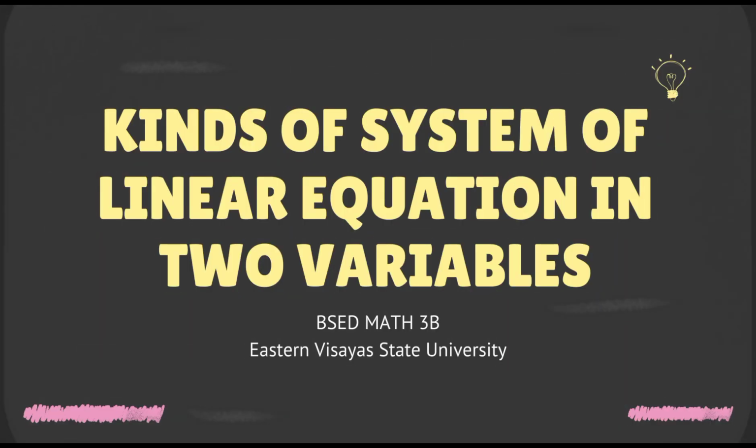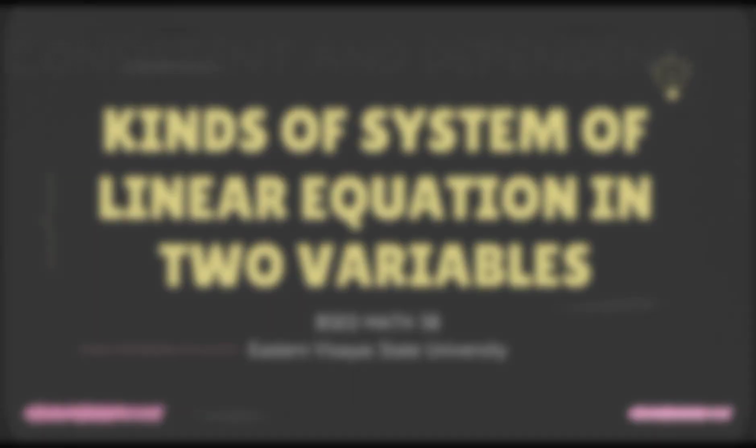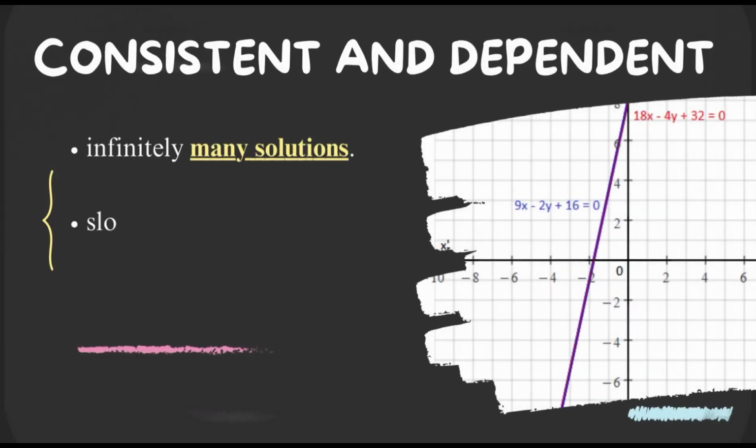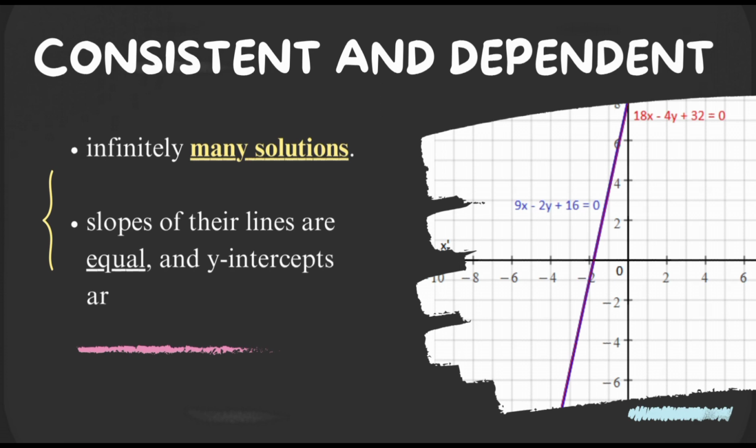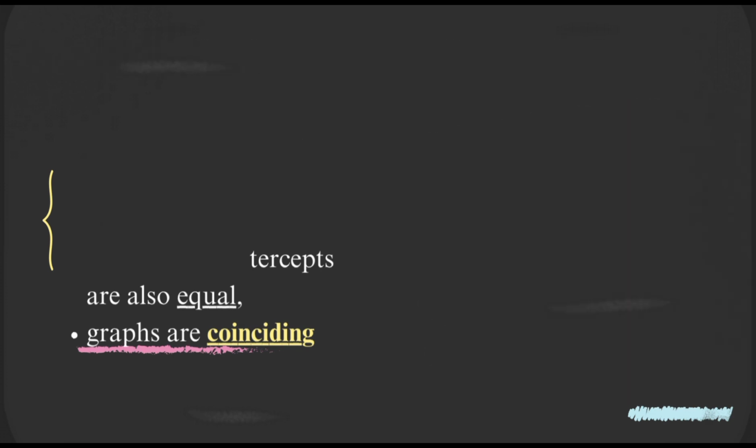So, let's start. There are three kinds of system of linear equation in two variables. The first one is the consistent and dependent. This is a system of linear equations having infinitely many solutions. Their slopes of the lines are equal, y-intercepts are also equal, and its graphs are coinciding. So, let's have an example.